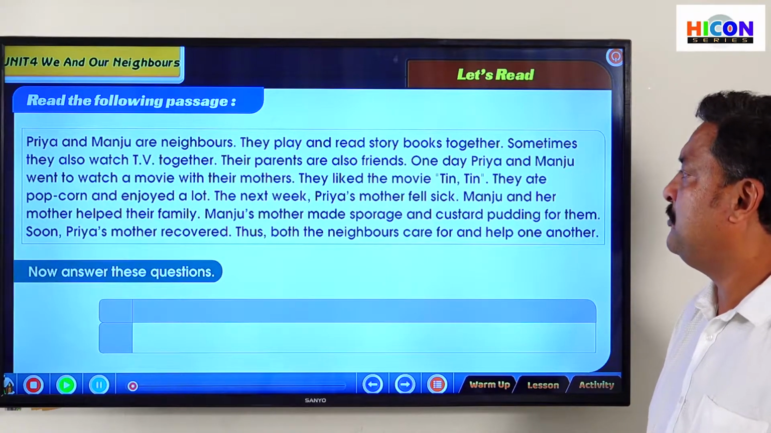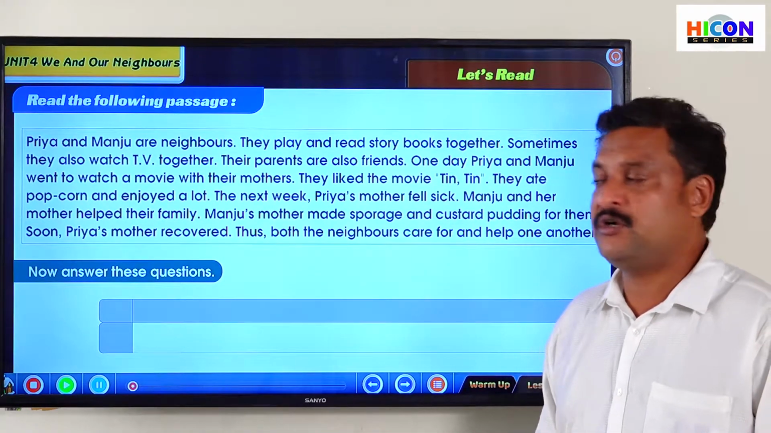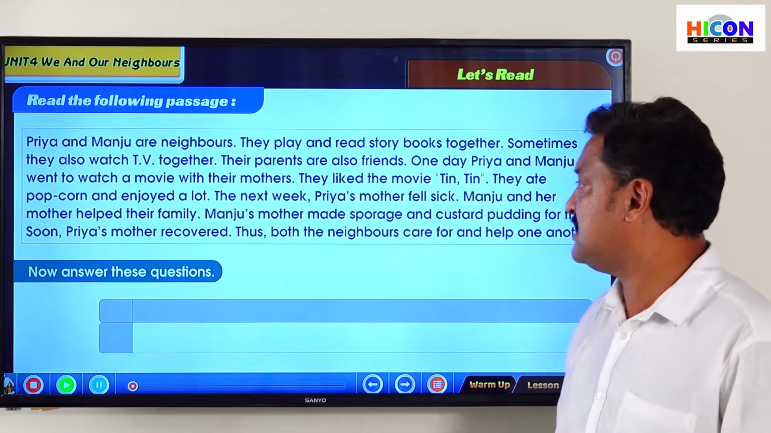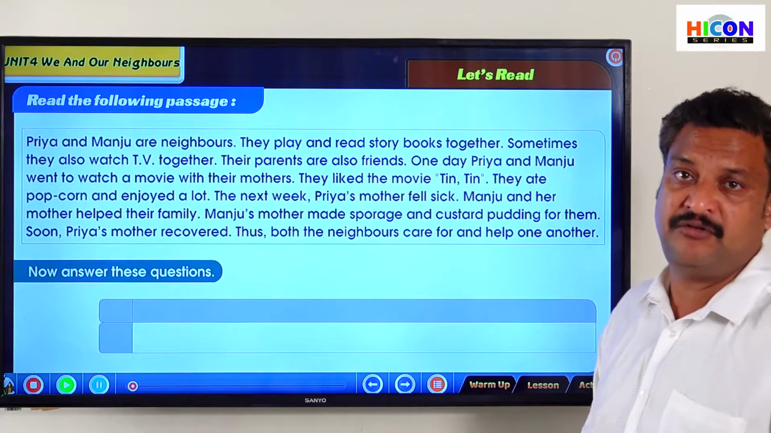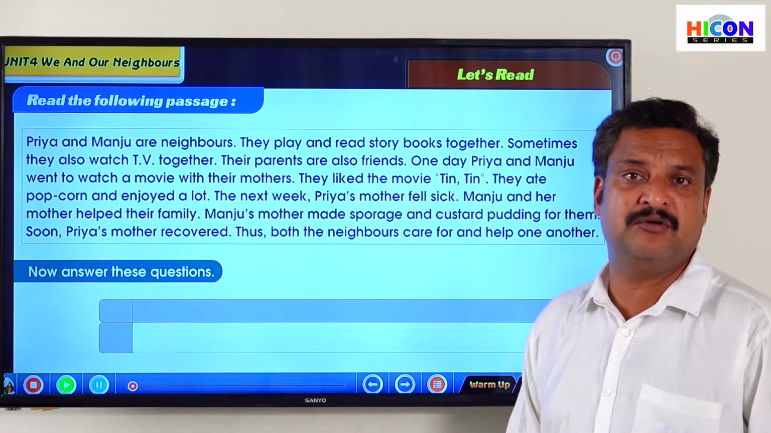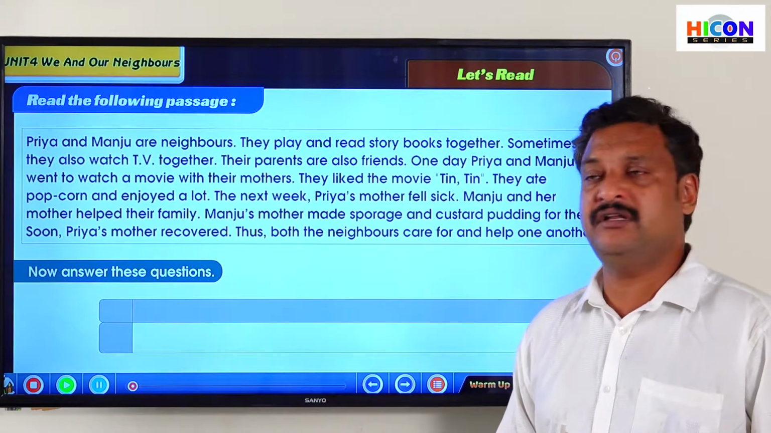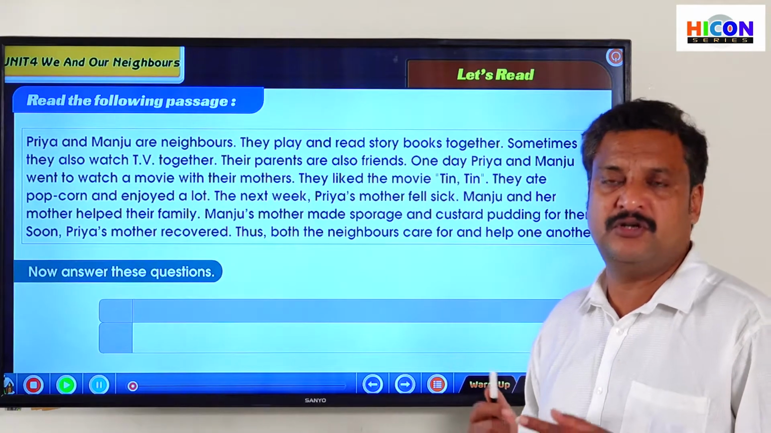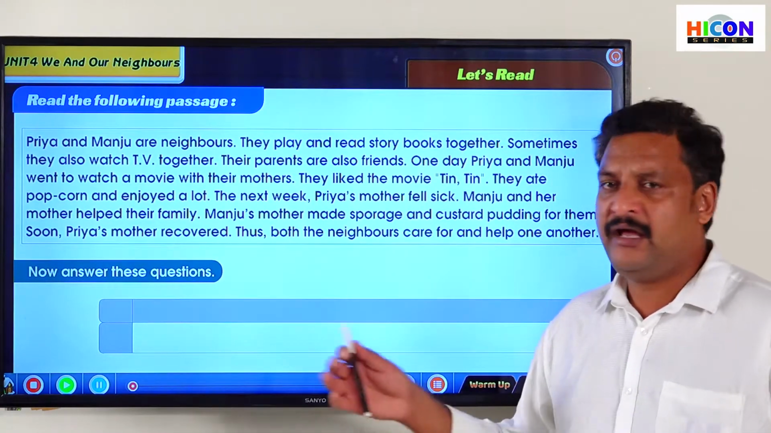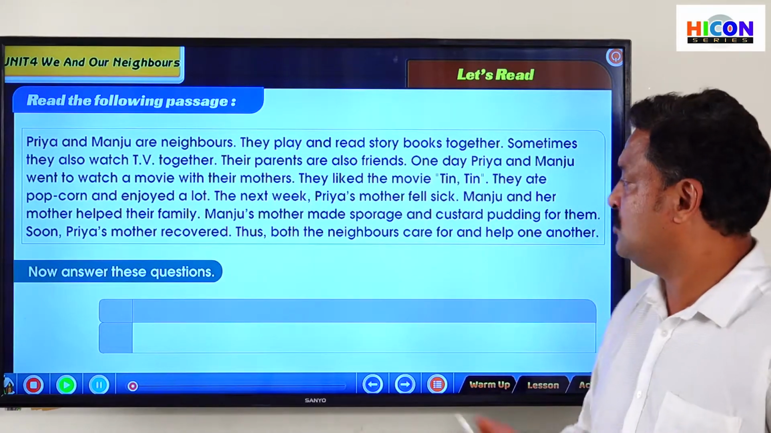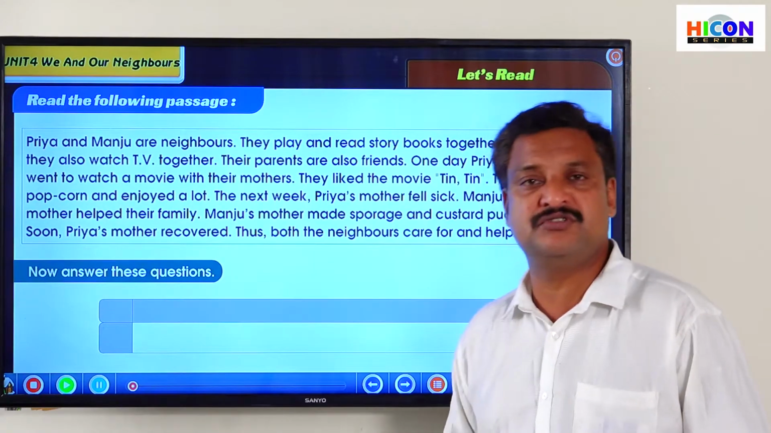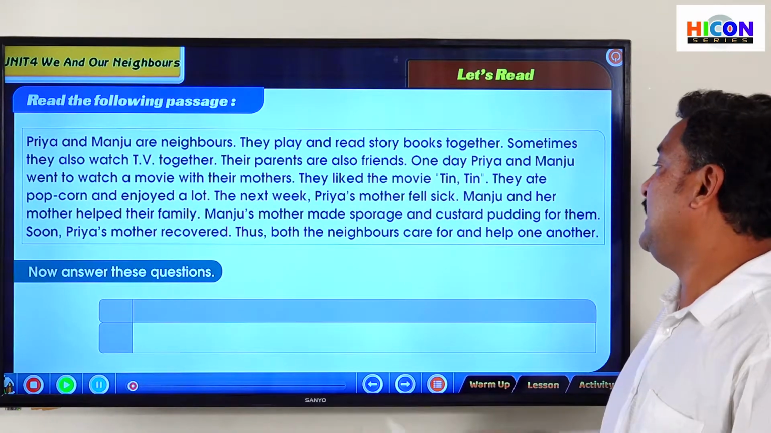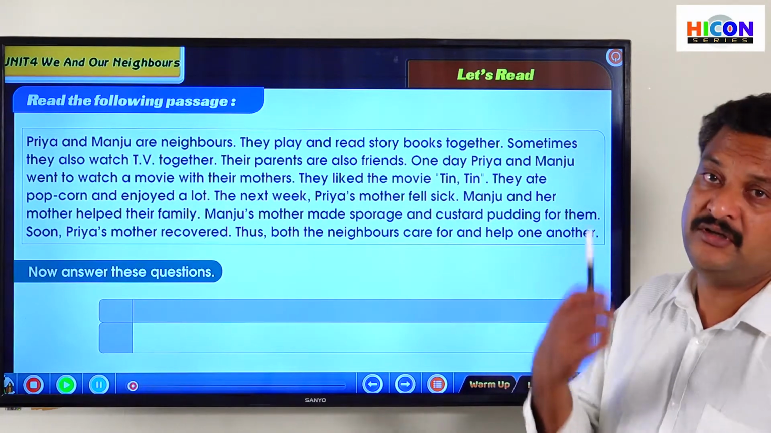Now another day, Priya's mother fell sick. She couldn't get up off the bed. She couldn't prepare any food for her family. At that time, Manju and her mother helped the family. They made some food for the family members. They took care of the sick lady, Priya's mother. After 1 or 2 weeks, Priya's mother recovered and they were again as usual. These two families are a very good example of a very good neighborhood, because they care for each other and help each other.